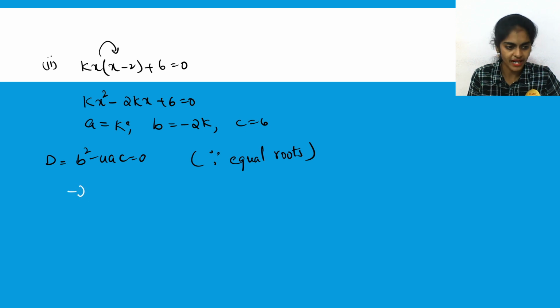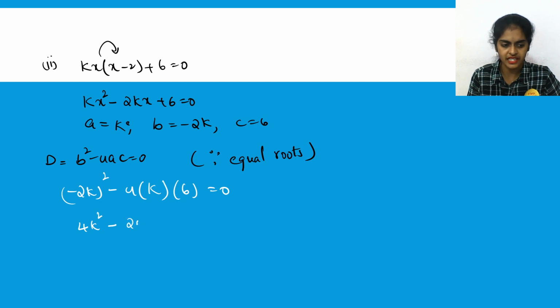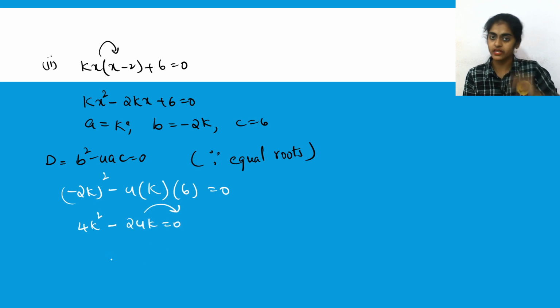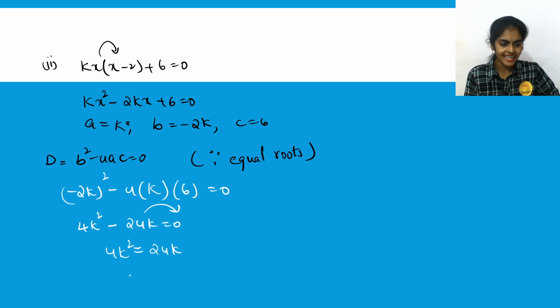So, b is minus 2k, whole square, minus 4 into a, which is k, and c is 6. This has to be equal to 0. So, minus 2k whole square is 4k square, minus 24k equal to 0. Let us transpose minus 24k to the other side. You will have 4k square equals 24k.